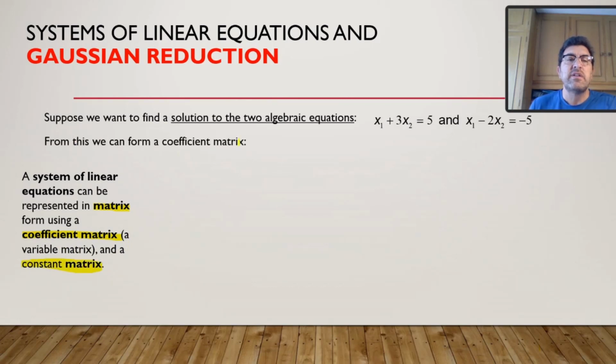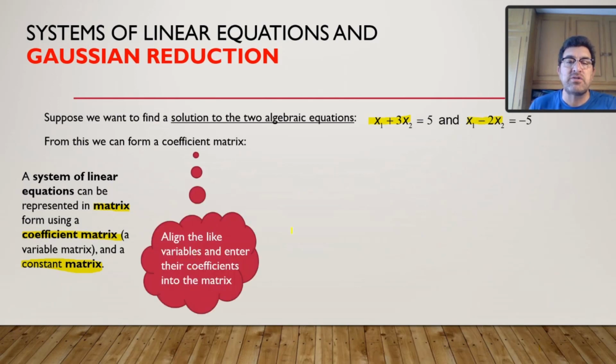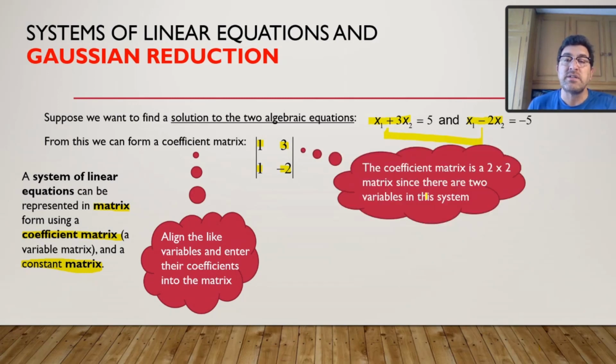So to form my coefficient matrix, I'm looking at what is in front of the x's. I align these two and then I form a matrix from their coefficients. So 1 and 3, entry 1, entry 3. 1 and minus 2, entry 1, entry minus 2. That takes care of the coefficient matrix. The column matrix that follows will then be the constants. So the coefficient matrix is a 2 by 2 matrix since there are two variables in this equation.